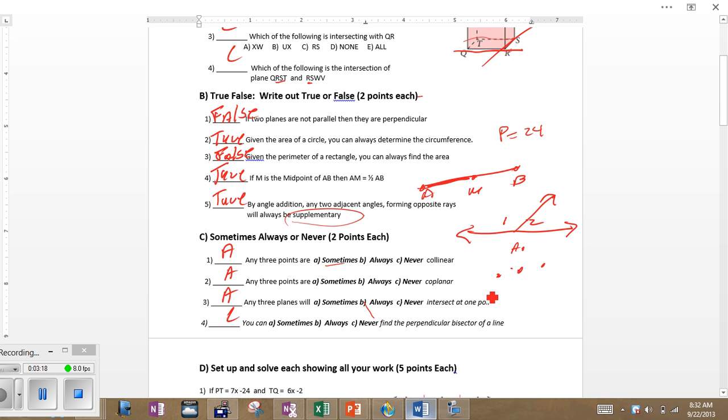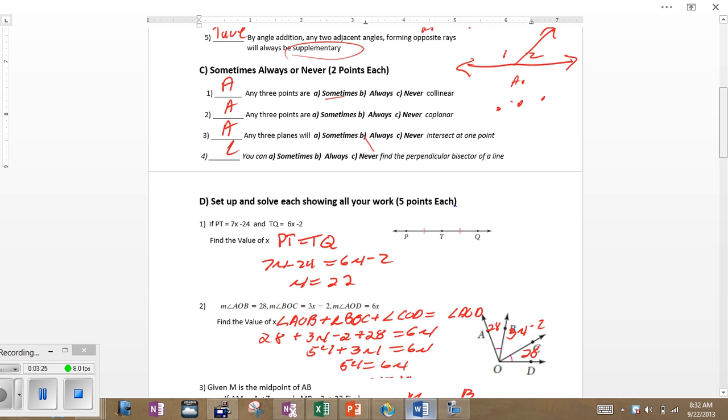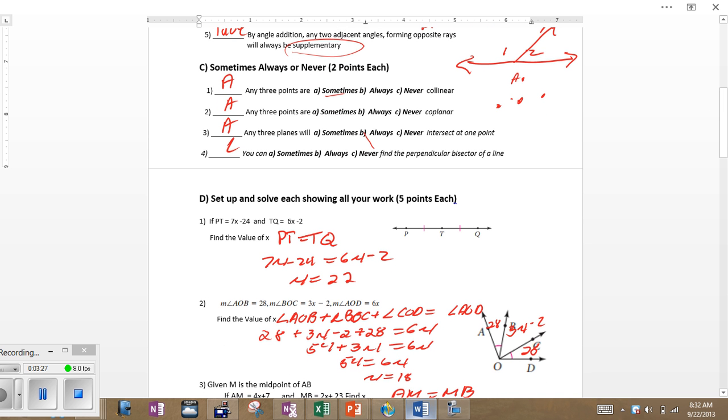Any 3 planes will sometimes intersect at one point, okay? Look at the coordinate system, the X, Y, and Z coordinate plane. You had a graphic of that in one of my videos, okay? The 3 planes intersect at the one point, the origin. Look up at the corner of the room where 2 walls and the ceiling meet. That's a single point where 3 planes are intersecting. Okay. Many of these problems, section D, are coming right off of the worksheet on angle addition, segment addition.